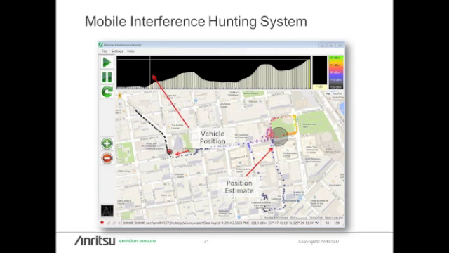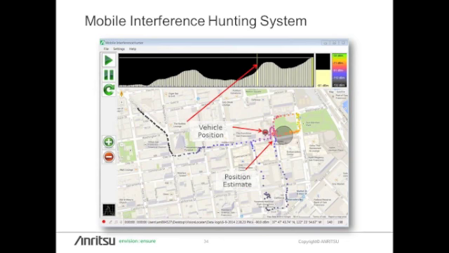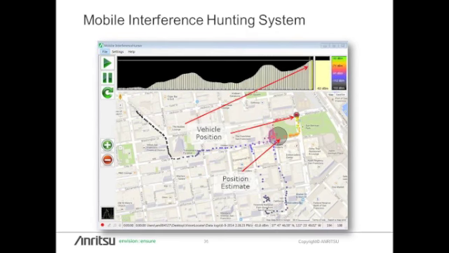So this is taken in the financial district of San Francisco, so lots of multipath. You can see the car there, where it says vehicle position. And you see the top power versus time chart. That yellow vertical line shows you position on the chart. So you drive along, you move along the chart, and you can see you're eventually going to your interference position.